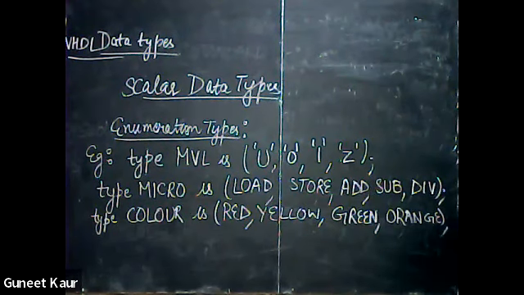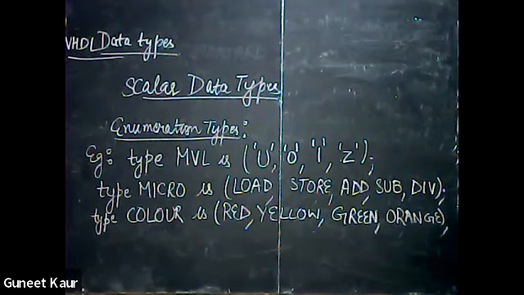So actually the enumeration data type declaration defines a type that has a set of user defined values consisting of your identifiers and character literals. It means you are using identifiers and character literals also, like U, 0, Z, load, store. So we can also use identifiers.